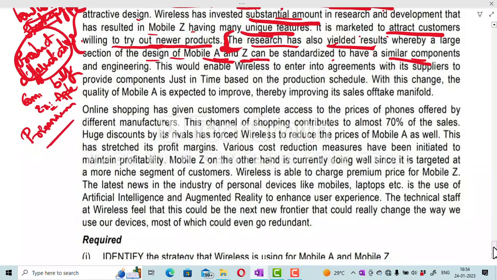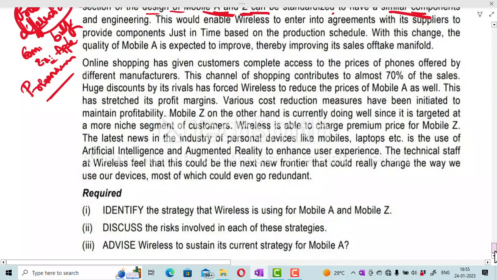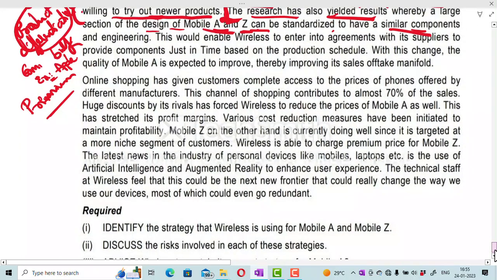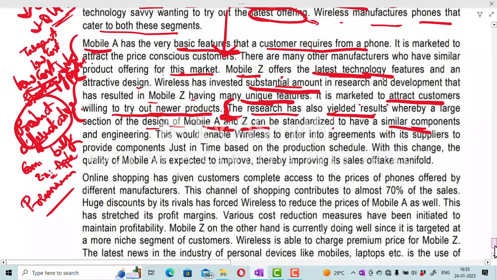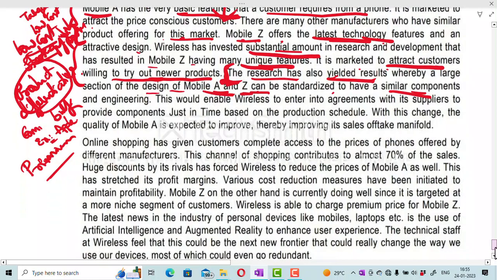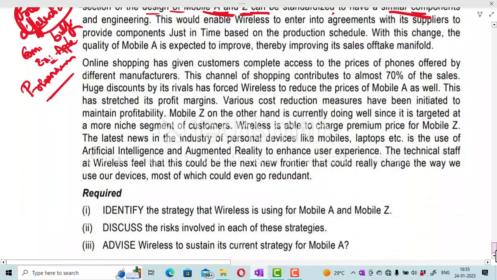So as we are price sensitive customers, it is very unfortunate that they may lose the price sensitive customers. Okay, the last question is: advise Wireless to sustain its current strategy for Mobile A. See, what they are using for Mobile A is a low cost strategy. How to sustain that? I have already discussed that one.